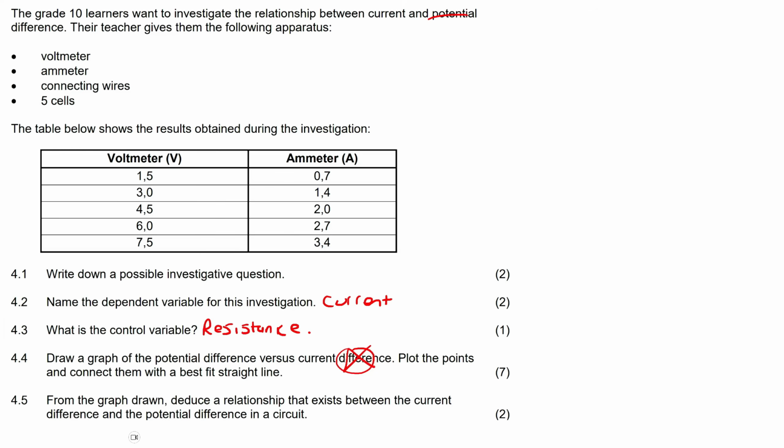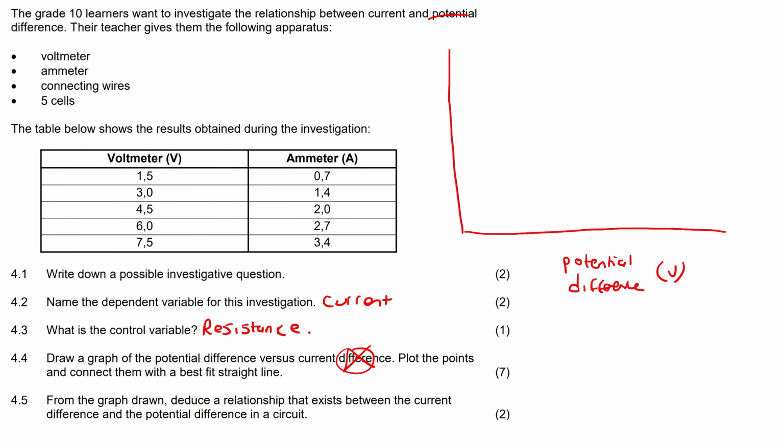Okay, let's do that. So if we now draw a graph, on the x-axis, you always put your independent. Remember, that's the one that the person can change, but let's not call it voltmeter, because that's just the device you use. Let's call it potential difference, and that's measured in volts. And then on the y-axis, you always put your dependent, which is the one that we measure after we've made the change. So no, don't call it ammeter, that would be your current.